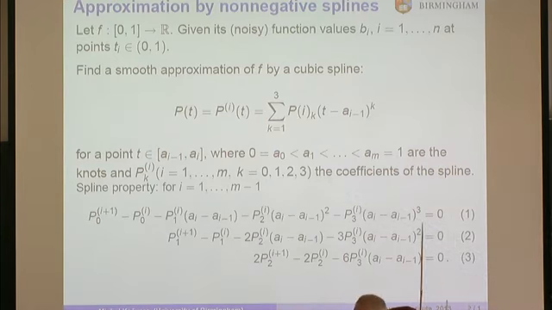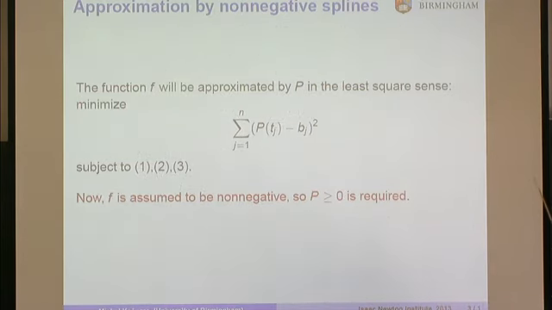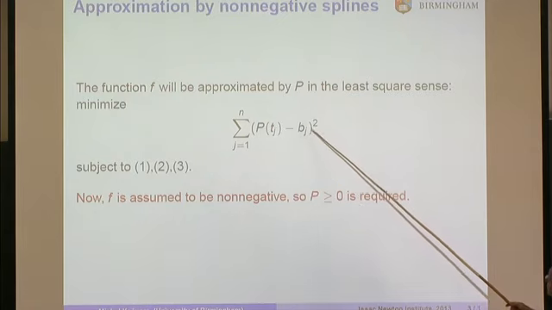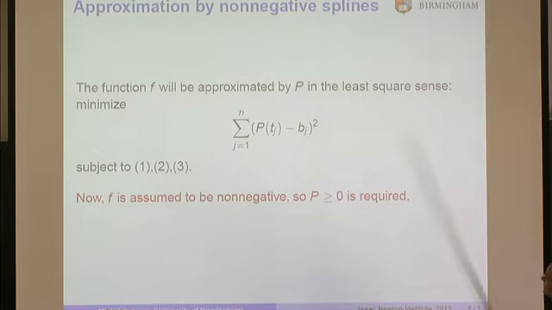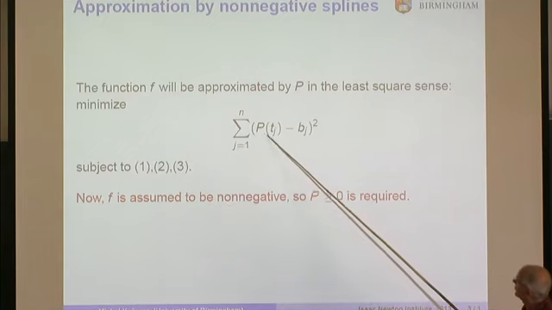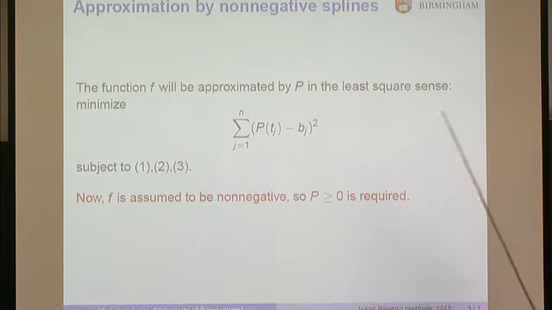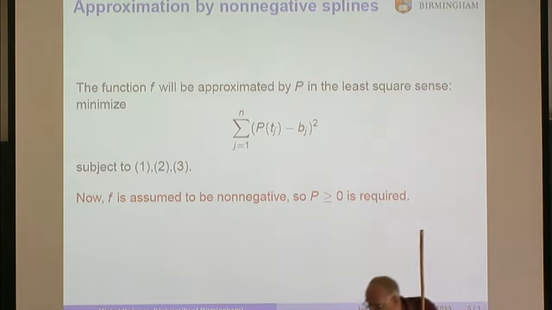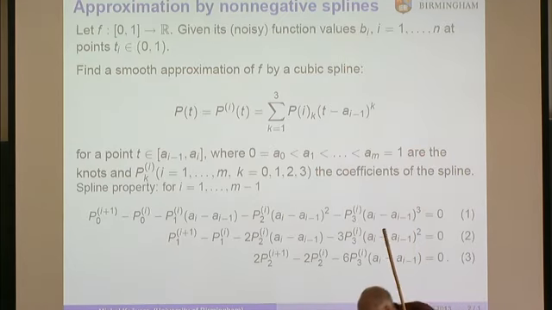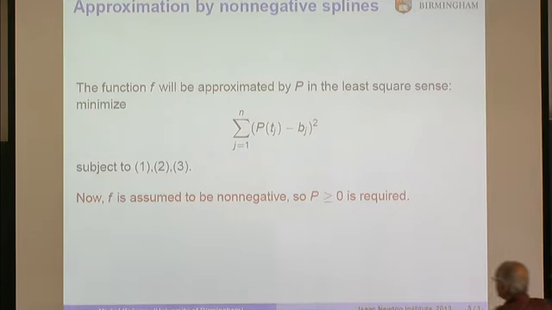So if you want to find the closest spline, we just minimize the L2 norm between the spline and the given points of the function, subject to conditions. So we minimize with respect to the coefficients p, subject to conditions 1, 2, and 3, which were those equalities. Okay. Now, let's assume that we have another condition, that the function f is non-negative.